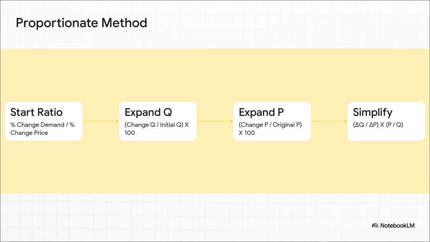We start with a simple ratio, the percentage change in quantity demanded divided by the percentage change in price. If we expand that out, the top becomes the change in quantity over the initial quantity times 100. The bottom becomes the change in price over the original price times 100. When you simplify all of that down, you get the incredibly elegant proportionate method formula. That's delta Q over delta P multiplied by the initial P over the initial Q.